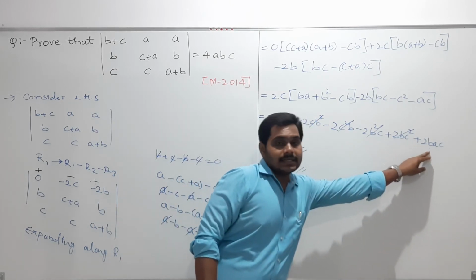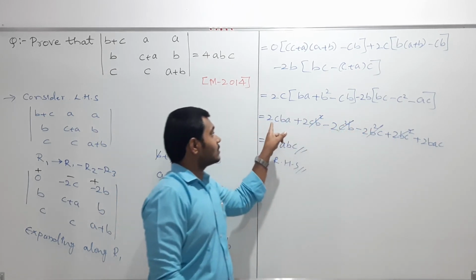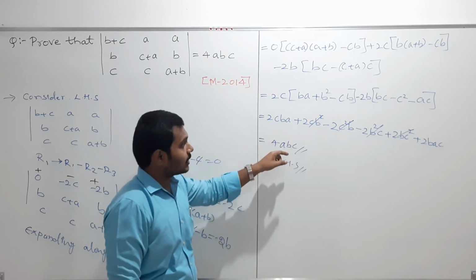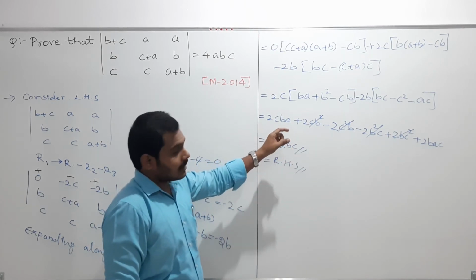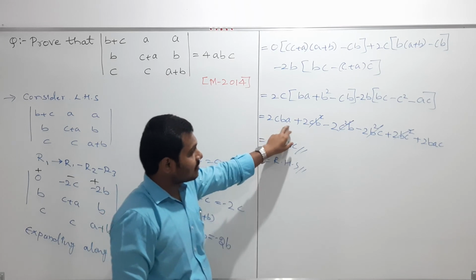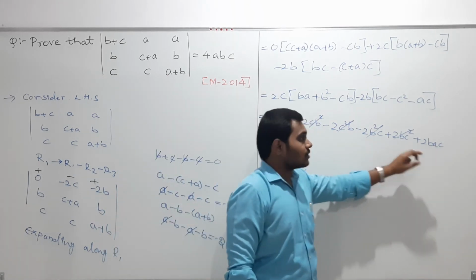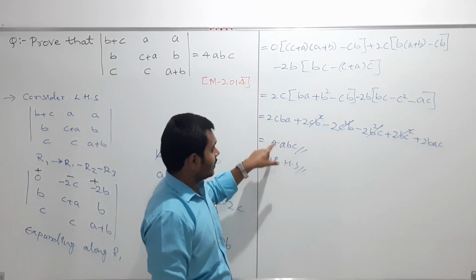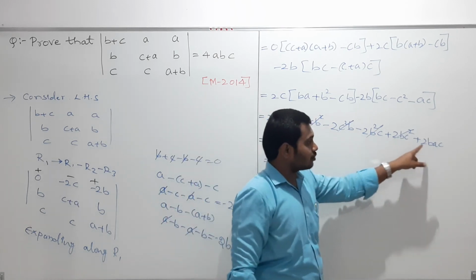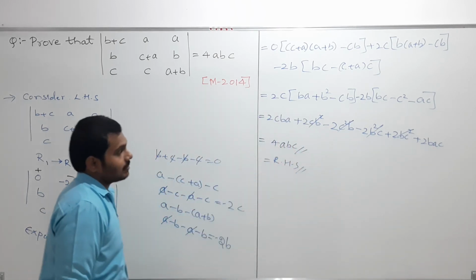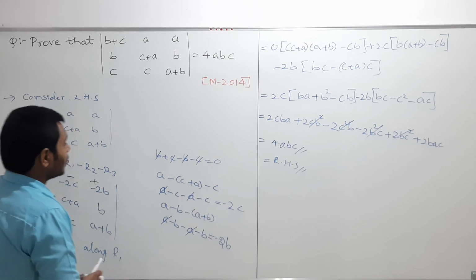So 2B into AC can be written as 2BAC and 2CBA. We can write it as 4ABC because the elements A, B, C are the same, just the order is different. Here I wrote CBA and here I wrote BAC, so it is nothing but ABC only. So 2 CBA plus 2 CBA, I can write it as 4ABC. So this is what they asked me to prove.